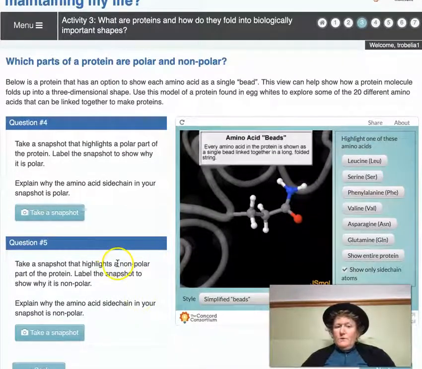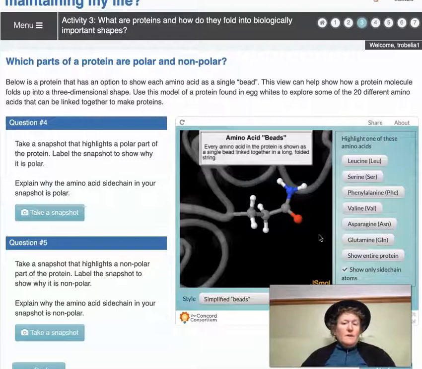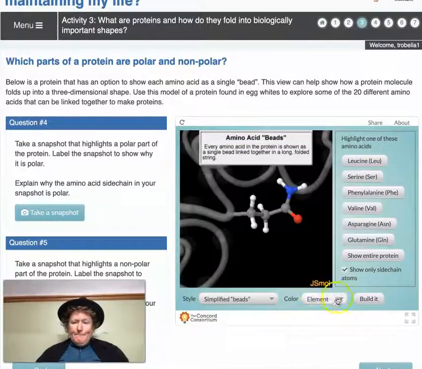And I think you can do question number 5 here, where you also highlight a non-polar side chain. Remember, carbon shares very well, so a side chain that's all carbon and hydrogen would probably be a good choice for a non-polar part of the protein. So pause the video, finish question 4 and 5, and we'll move on to page 4.